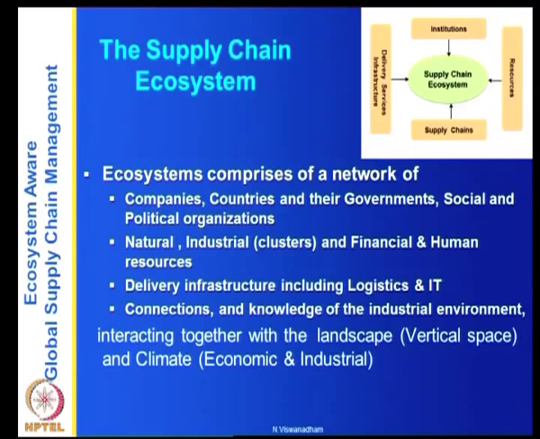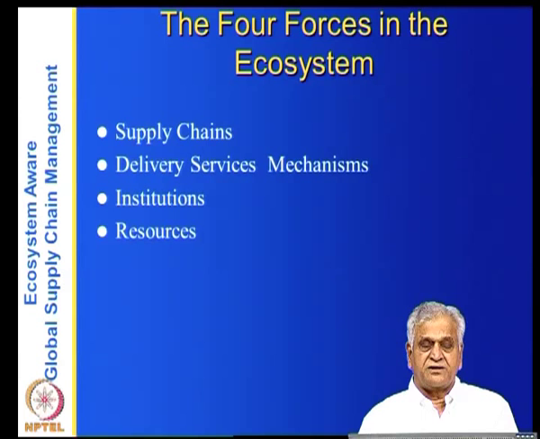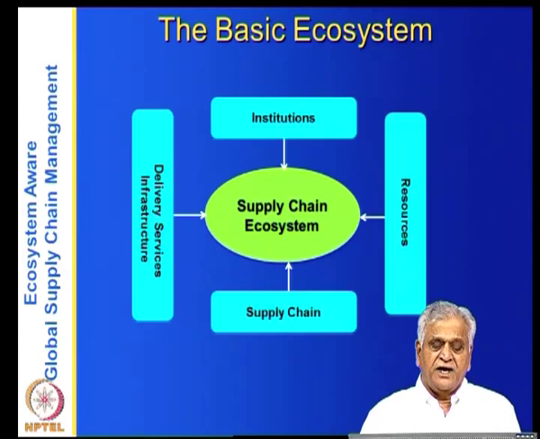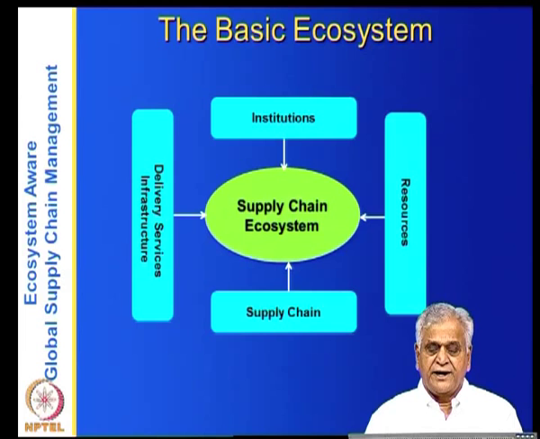So the four forces in the ecosystem are the supply chain, delivery mechanisms, institutions, which is the word for the governments as well as the social factors, and also the resources, which stands for the human, financial, natural resources and industry clusters and so on. Let's look at this. Here we have the basic ecosystem, the supply chain ecosystem, which consists of the supply chain. The supply chain, as we have seen, can be a multi-tier supply chain, starting with the raw materials and ending up with what is delivered to the customer.